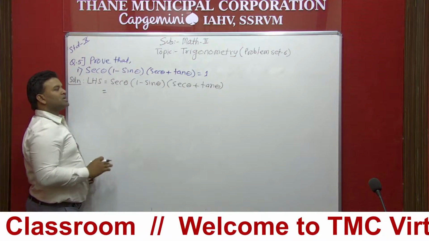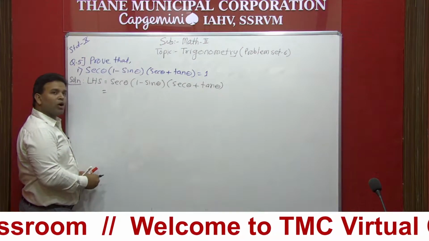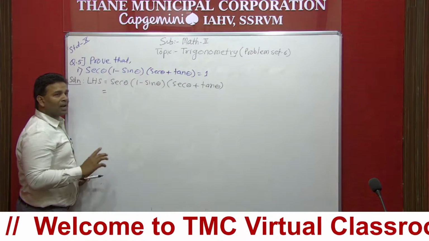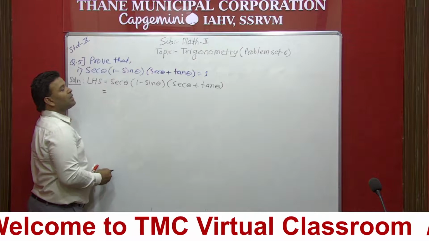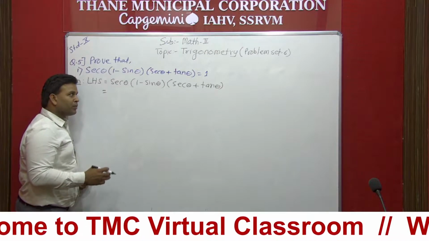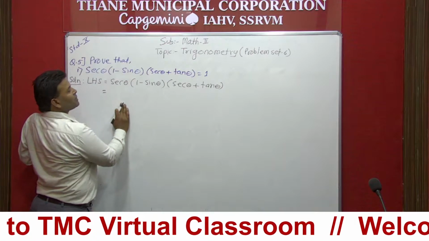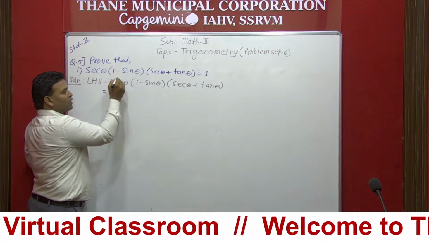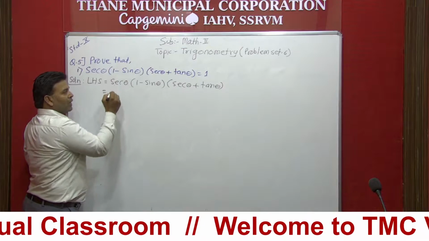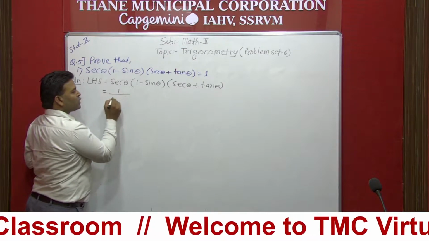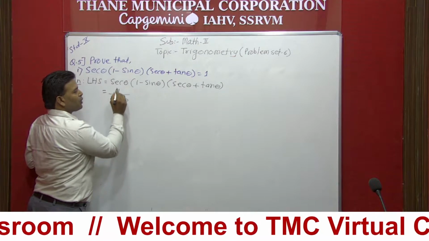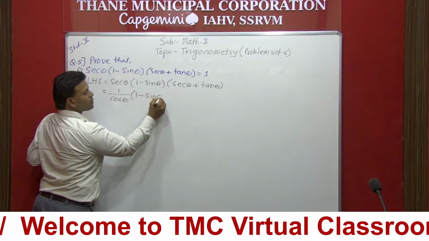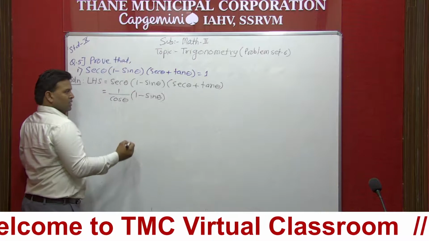To solve this question, in the previous lecture I have already told, whenever we are having such kind of question, we are supposed to try to convert each and every term in terms of sine and cos. So let us convert everything in terms of sine and cos. This is sec theta. Now sec theta will be changed into 1 upon cos theta, bracket 1 minus sine theta.